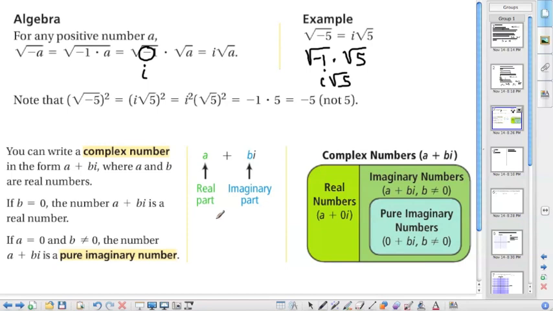And this is just emphasizing down below what a complex number is, a plus bi, and what pure imaginary numbers are. Pure imaginary is just bi.